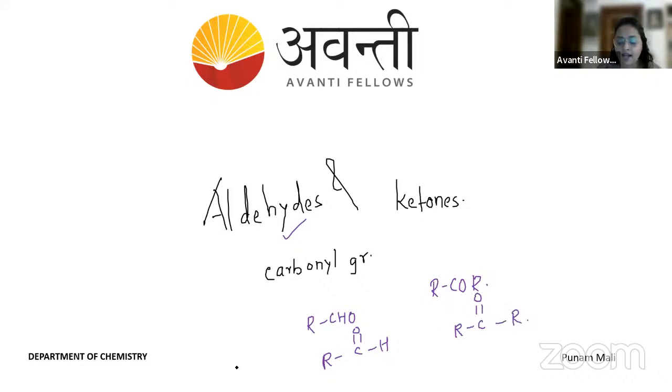What is the R? R can be an alkyl or aryl group. Alkyl means CH3, methyl group, ethyl group, propyl group, in that way, right? And aryl means what? Aryl means benzene ring is present. That is the aryl group. Okay, now let's start with the preparation first.